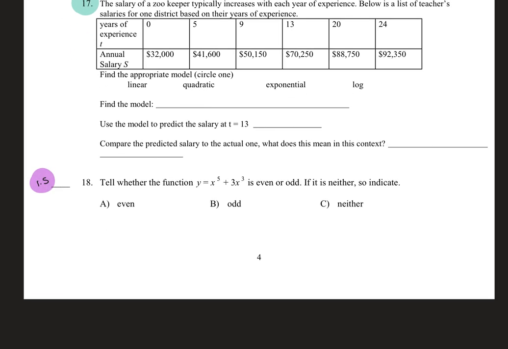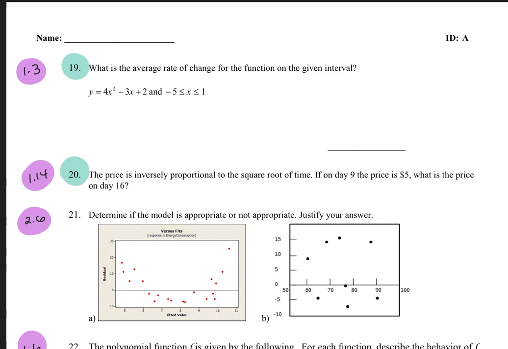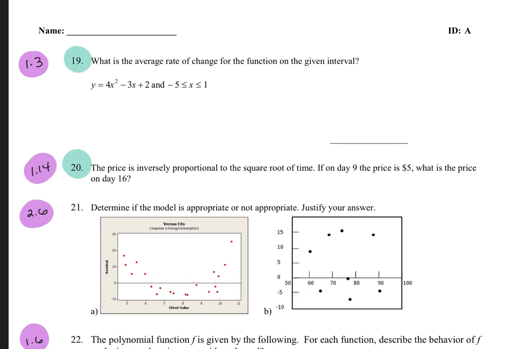18 is back to even and odd. That's 1.5. 19 or 20 are also calculator portions simply just because of the type of answer it will be, like 19 would be a decimal. Same thing with 20. 19 is from 1.3, it's your rate of change. And 20 is from 1.14. Inversely or directly proportional is in that section.